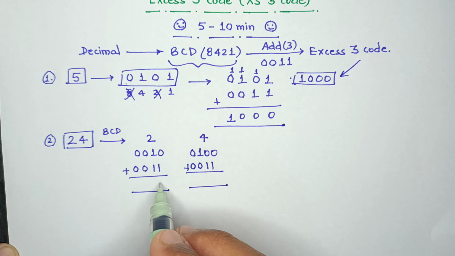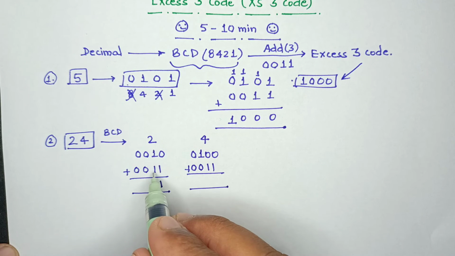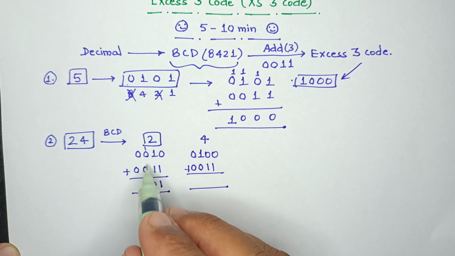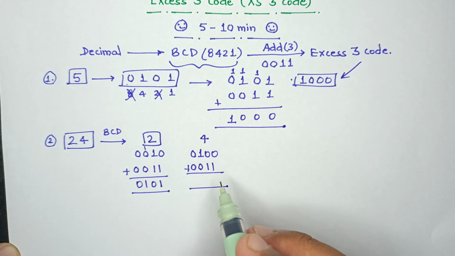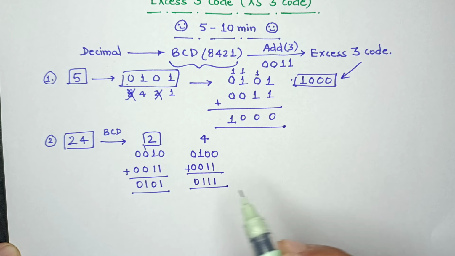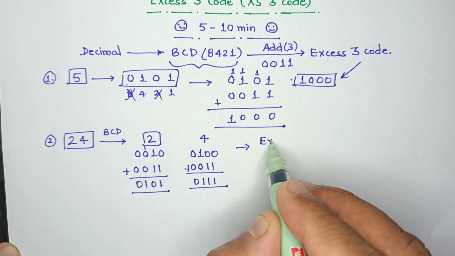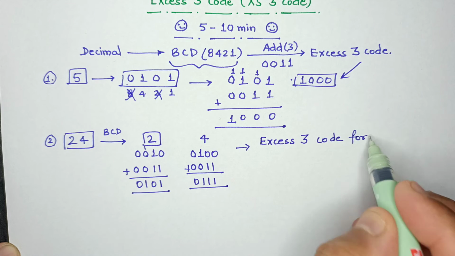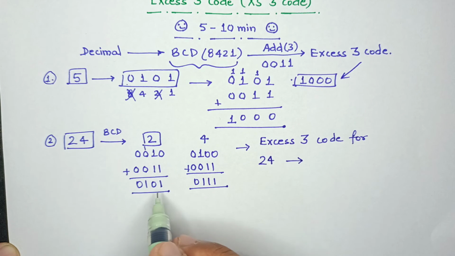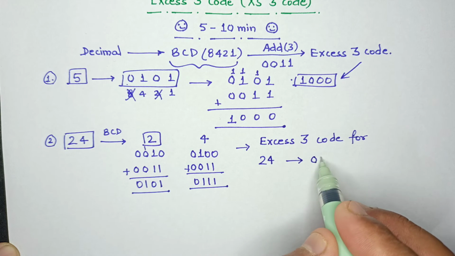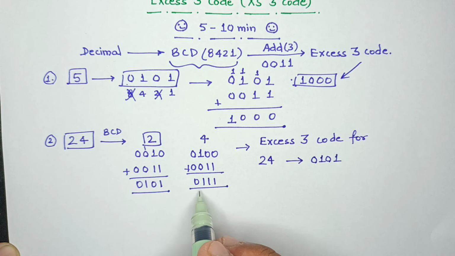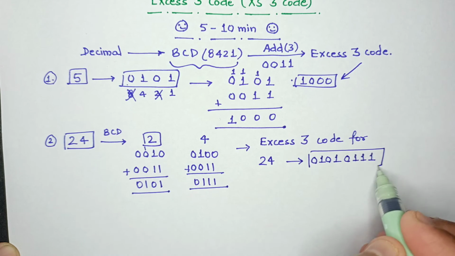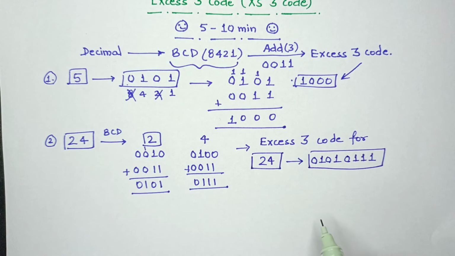So 0 plus 1 would be 1, 1 plus 1 would be 10, so 0 would come here and 1 would go here. Let's make a box around it. So this would be 1110. That means the XS3 code for 24 would be, first for 2, 0101, and then for 4, 0111. So this now is the XS3 code for the decimal number 24.